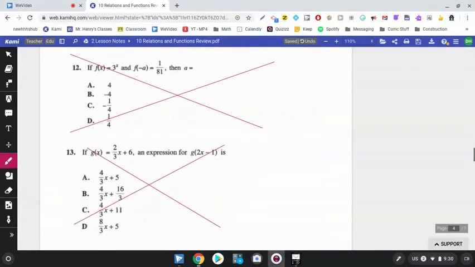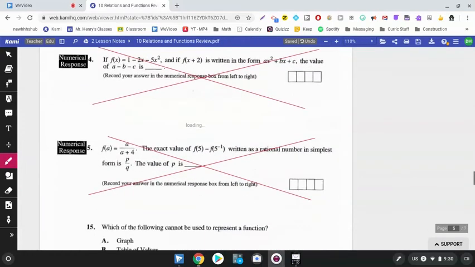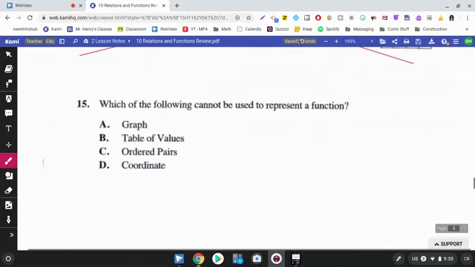Moving on. 11, 12 bad questions. 13 bad question. Let's skip it. 14 bad, bad, bad. All right. Oh, yeah, we're almost at the end here. Okay. More of a theory question.